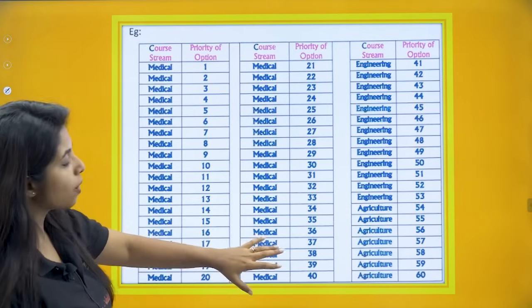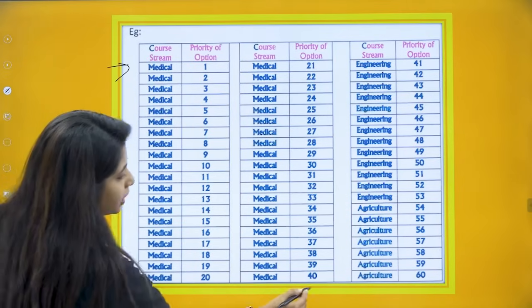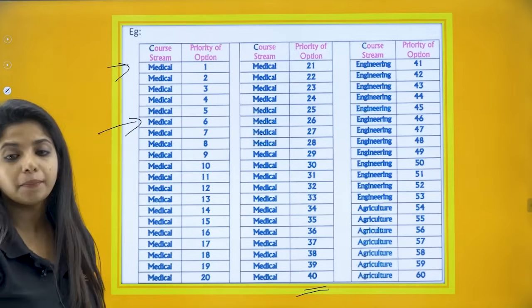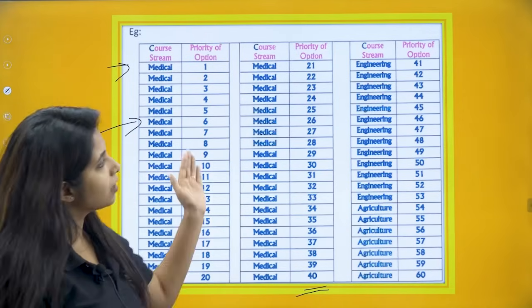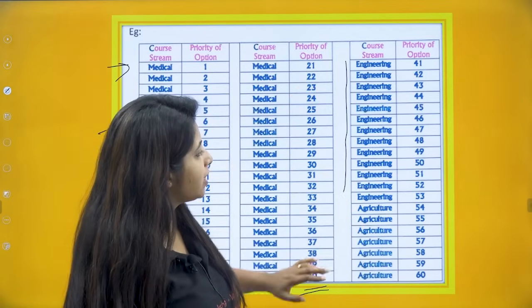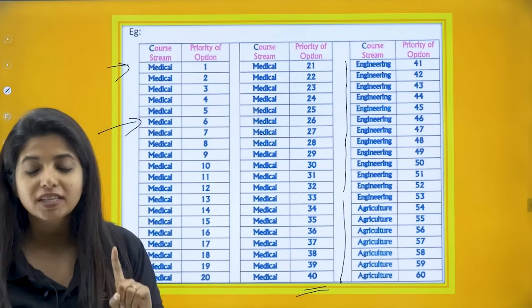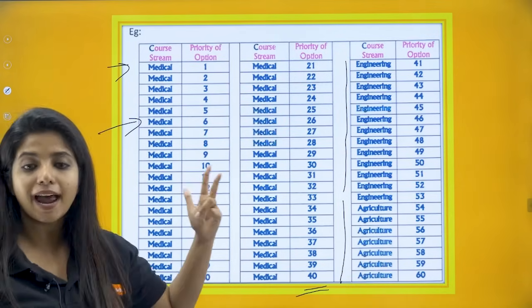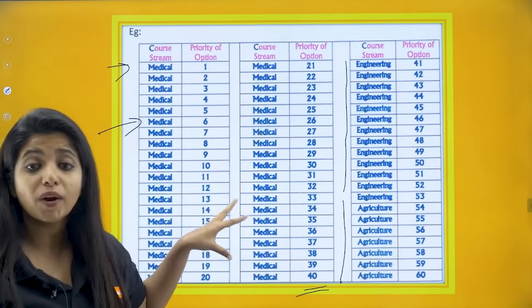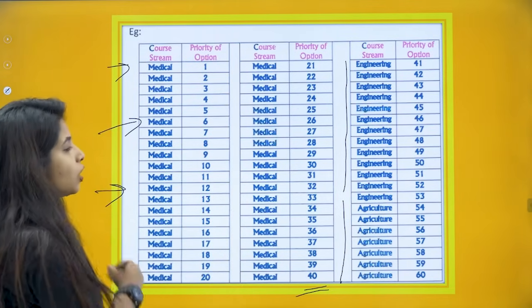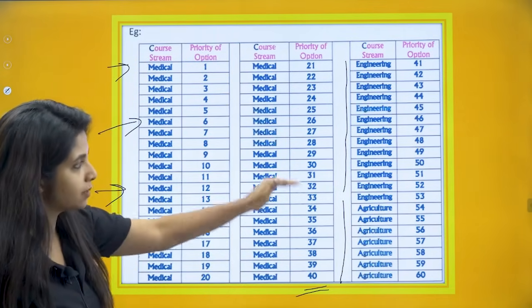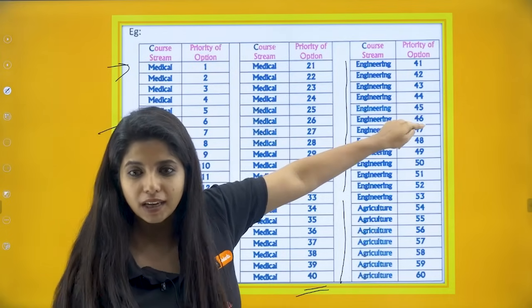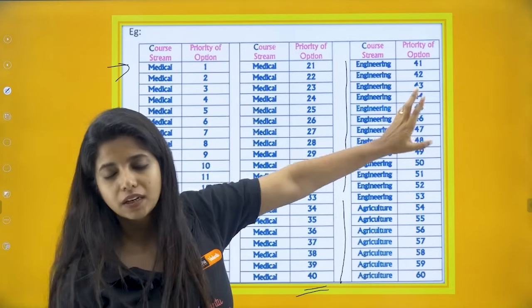If you see this option entry list from 1 to 40, there are n number of colleges. They are all medical colleges, and then come engineering colleges, and then agriculture colleges. What do you understand from this? This child is eligible for medical, engineering and agriculture, and this child's priority is getting into a medical college, which is why they have put it like this. Now when it started with engineering, did you see 1, 2, 3? No, it's the continuation of this.